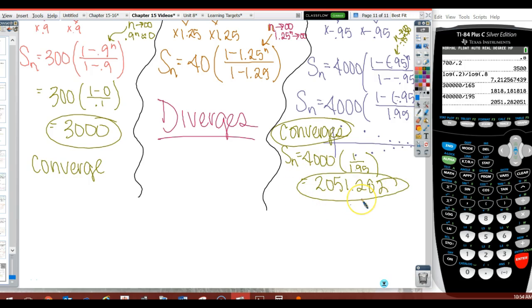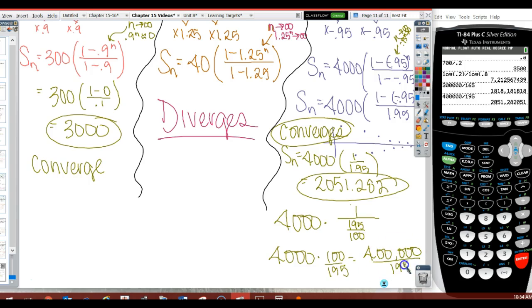Unfortunately, WebAssign isn't going to accept this answer because this is a decimal, and so we can rewrite this fraction with this decimal in the denominator as 1 over 195 over 100. From here, we'll flip and multiply the fraction, and so I will get 4,000 times 100 over 195, multiply straight across the top, and I will end up getting 400,000 divided by 195. You could type this into your calculator to make sure that it's equivalent, and it is. So this is the answer that you'll want to type into WebAssign, even though both of these are the same.